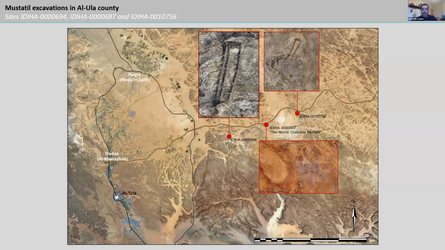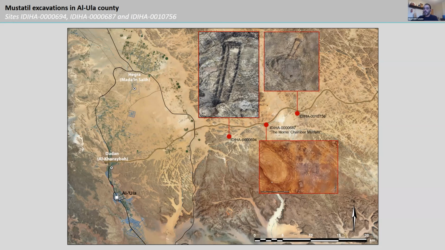So during ground surveys in Al-Ula County, a number of Mustatils were identified as well. We undertook excavations in 3 distinct Mustatils located on the eastern side of Al-Ula, along the southern side of the main road leading to Ha'il.